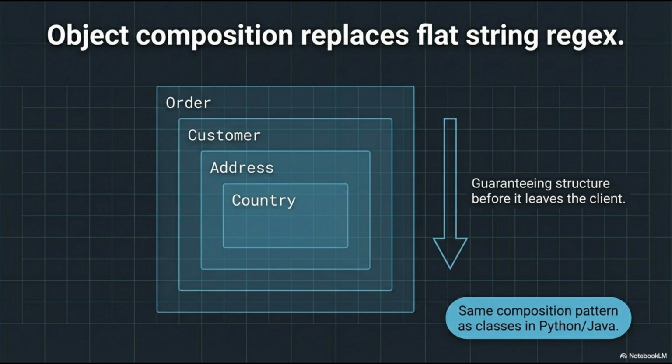Yeah. You're building a graph of types. This completely eliminates my Regex headache. The address isn't an arbitrary string anymore. It's a structured object with strict typed fields for street, city, and zip code. Exactly. You're guaranteeing the structure before it ever leaves the client.